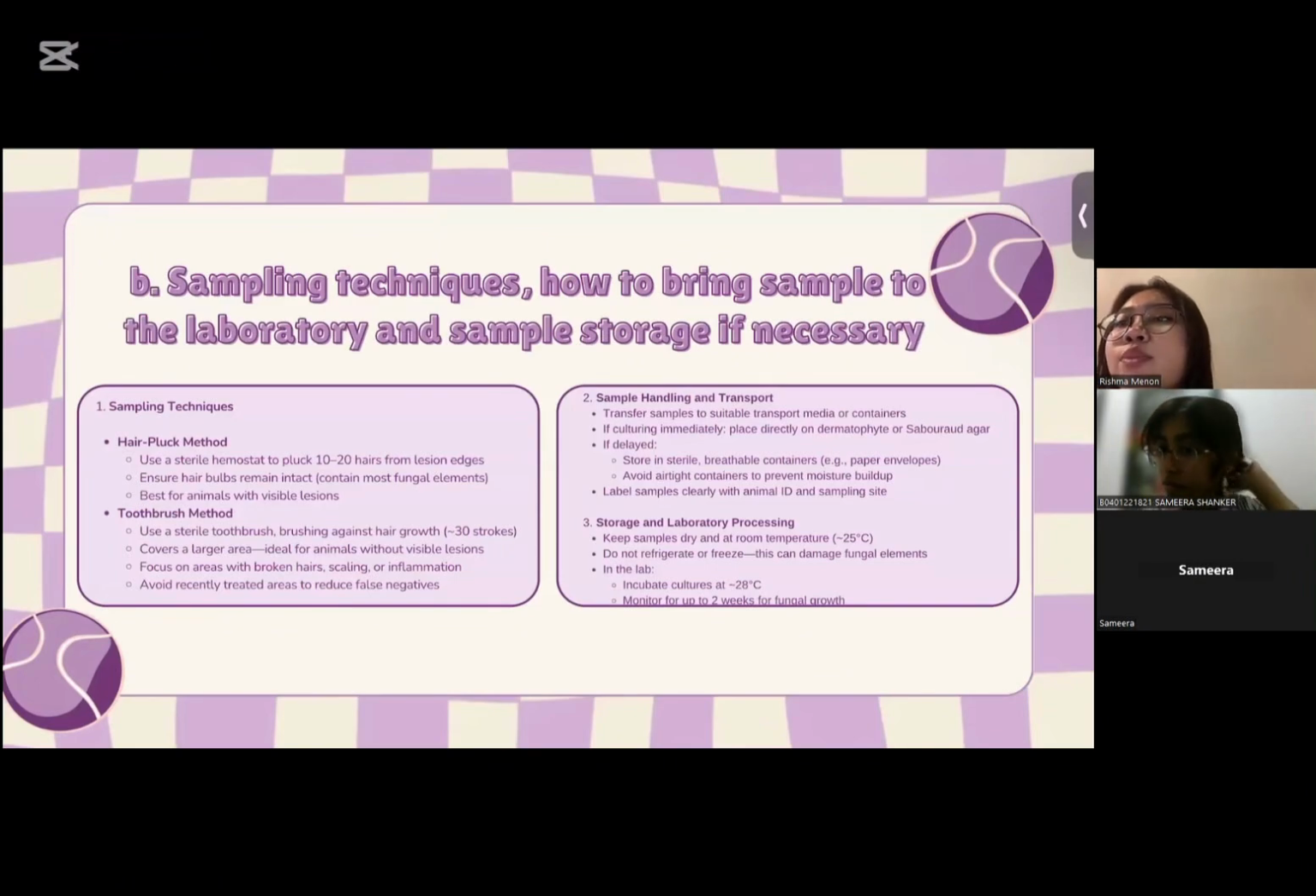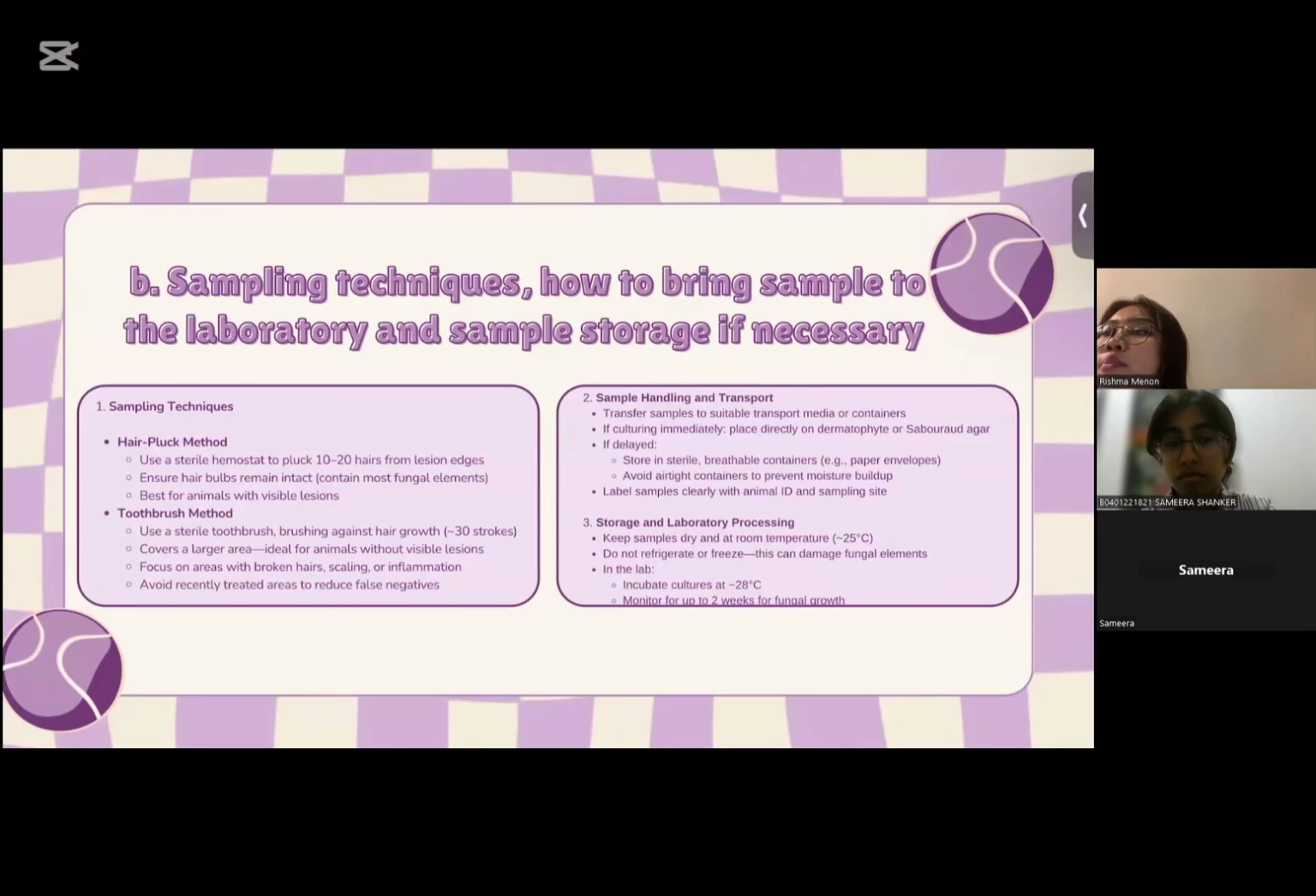First, for sampling techniques, we have the hair pluck method, where we use a sterile hemostat to pluck 10 to 20 hairs from lesion edges. We have to ensure the hair bulbs remain intact because they contain the most fungal elements, and it is best for animals with visible lesions. Next, we have the toothbrush method, just as I mentioned before, where we use a sterile toothbrush brushing against the hair growth, about 30 strokes, which covers a larger area and is ideal for animals without visible lesions. It focuses on areas with broken hairs, scaling, and inflammation, and we avoid recently treated areas to reduce false negatives.